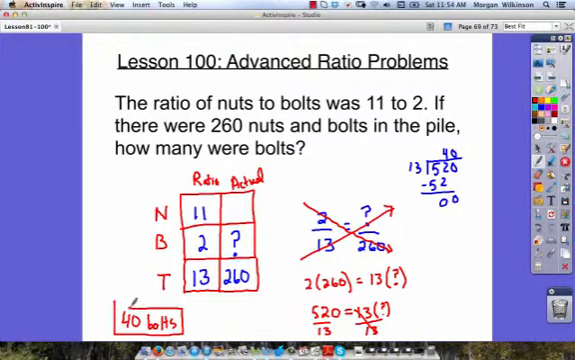The only thing different about these advanced ratio problems compared to our old ratio problems is that we'll have a total as well as the given ratio and whatever we have as our actual count. Let's look at one more.